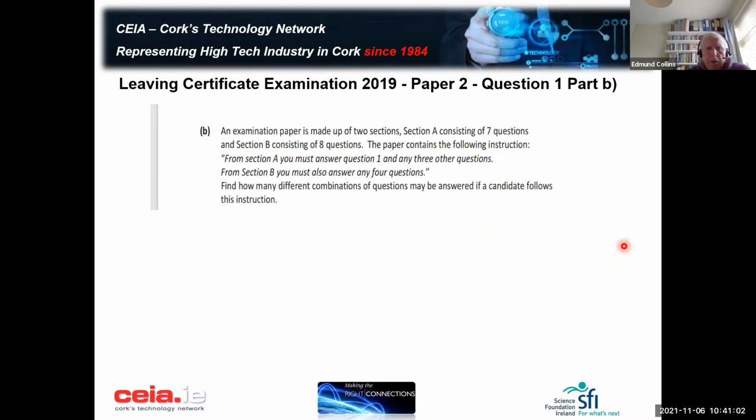So this was from a fairly recent paper, Paper 2, 2019, Question 1, part B. As I mentioned earlier, it's very important to read these probability questions, well, any question, but particularly probability questions, very carefully, because ands and ors and options and so on are going to be coming up. So underline particular words, I would suggest.